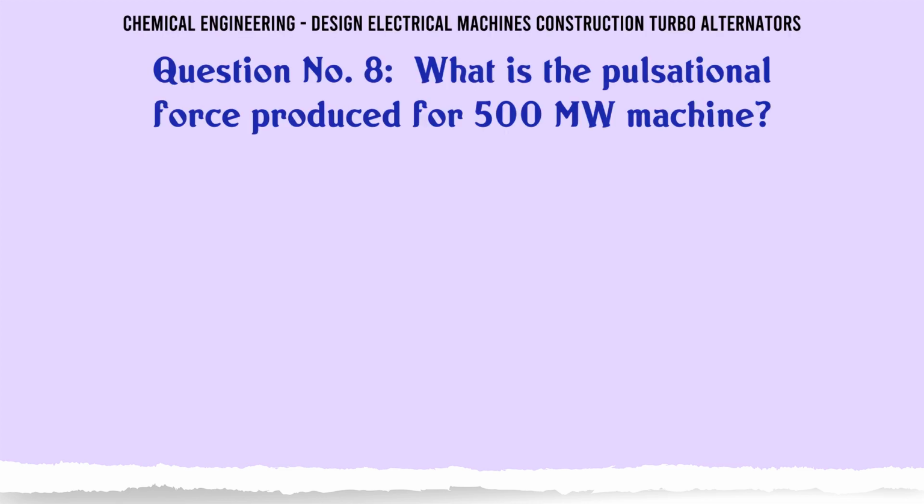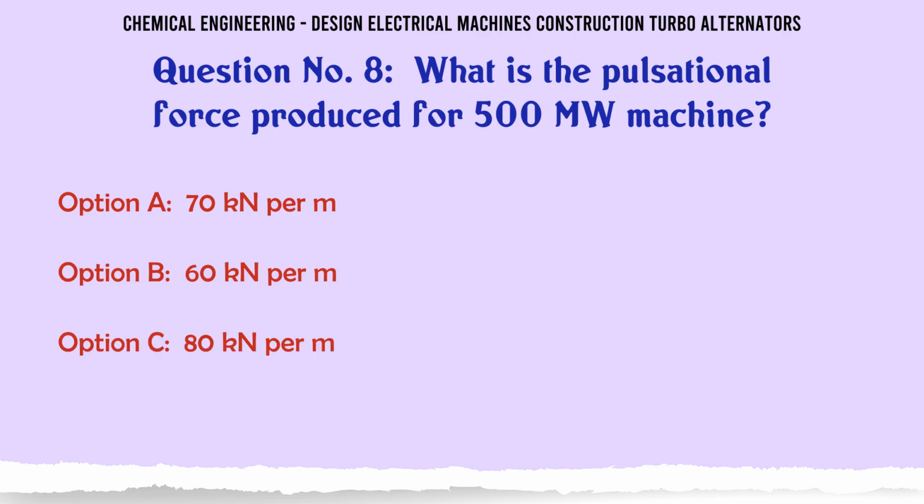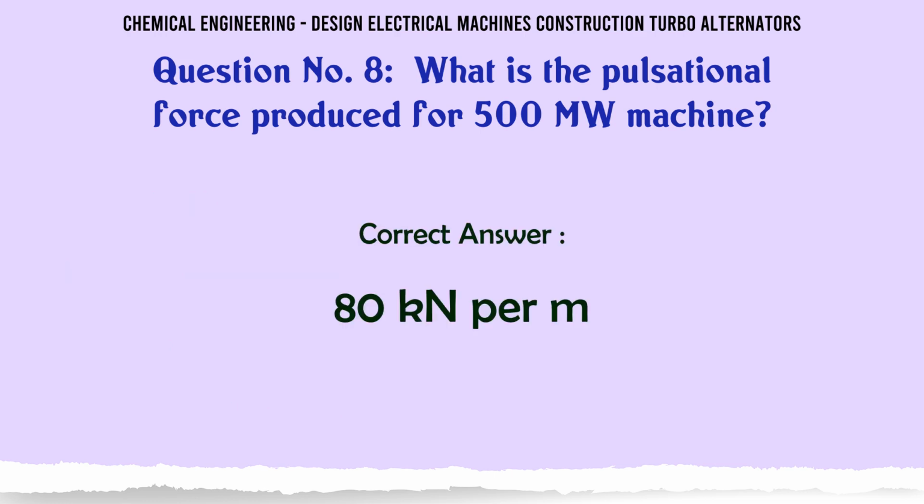What is the pulsational force produced for a 500 megawatt machine? A: 70 kN per m, B: 60 kN per m, C: 80 kN per m, D: 90 kN per m. The correct answer is 80 kN per m.